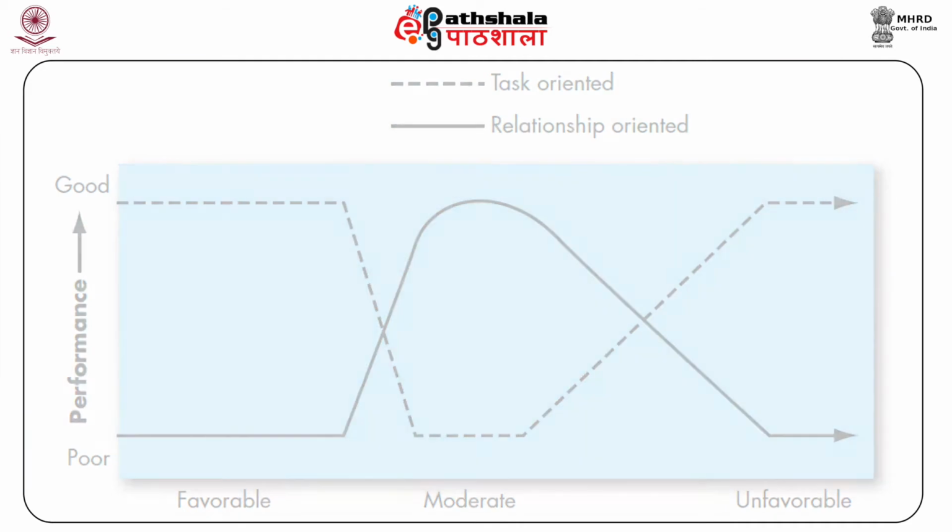Despite being a powerful model, Fiedler's contingency model was criticized on the grounds that the LPC scores were unstable and the three contingency dimensions were difficult to assess.